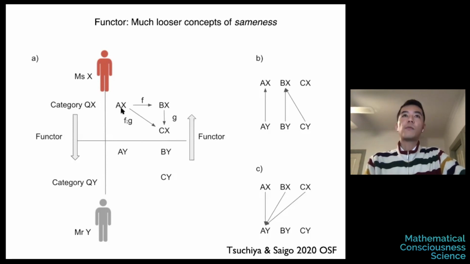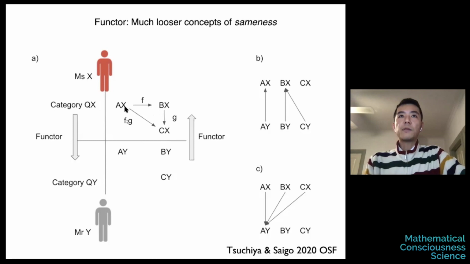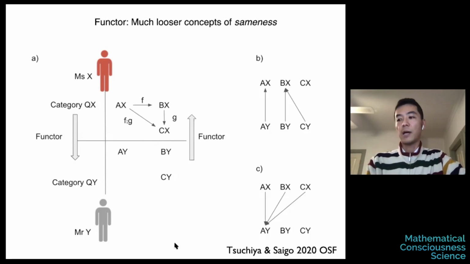And one application to make the functor more familiar to you, if you're not familiar: we consider three objects, A, B, C for X and A, B, C for Y. Maybe they could be like an apple, an orange, and a cherry. The arrow corresponds to the similarity in terms of color. For X, it seems like all three objects are similar, so there are arrows. But for Y, there are no arrows, meaning that this person is so sensitive that the colors for the three objects are not the same at all.